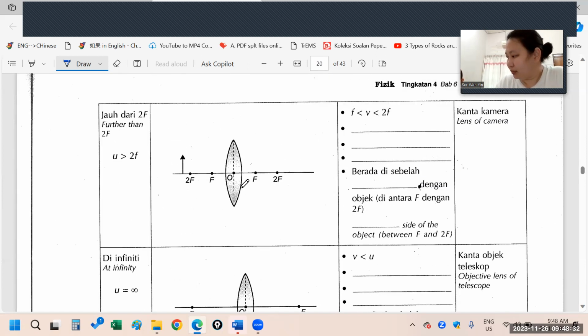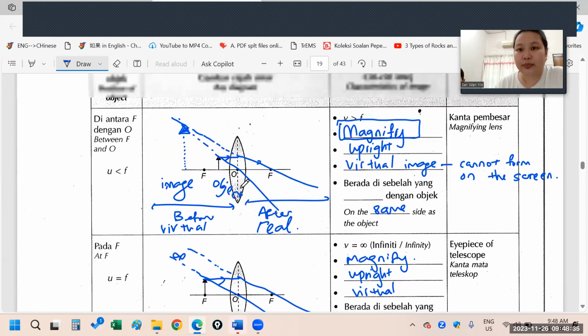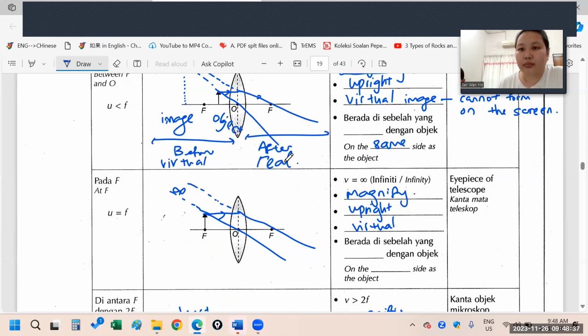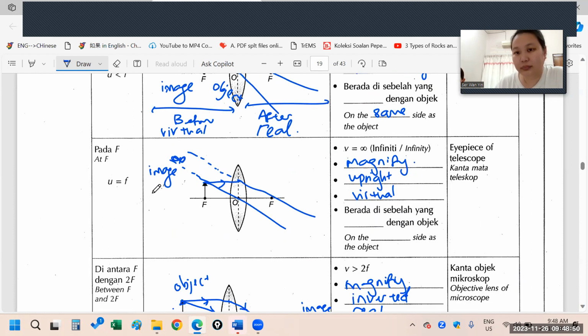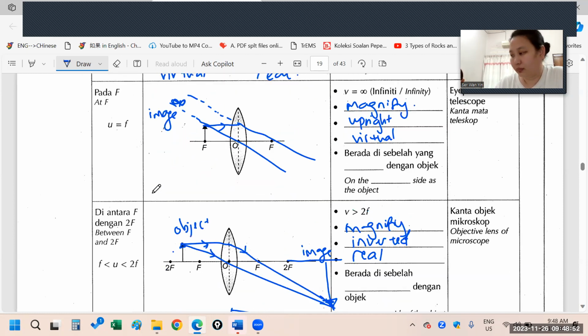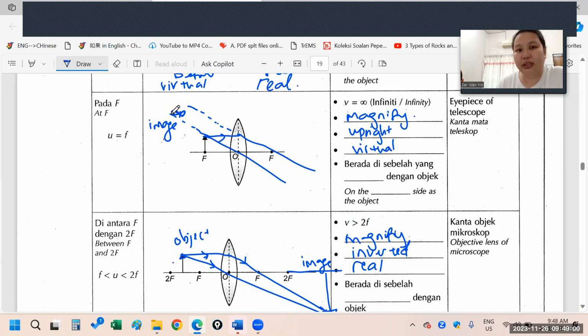Okay, same thing. Same as the one above, but this one, the image forms in infinity. What does it say? Blur. Image in infinity. Not infinity, it means very far away. Image formed very far away.